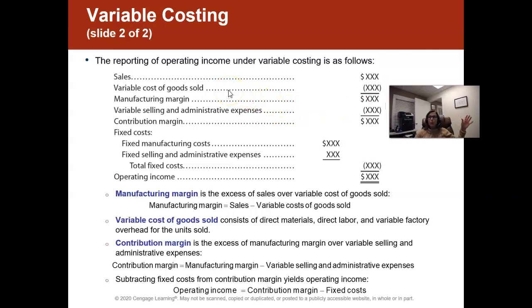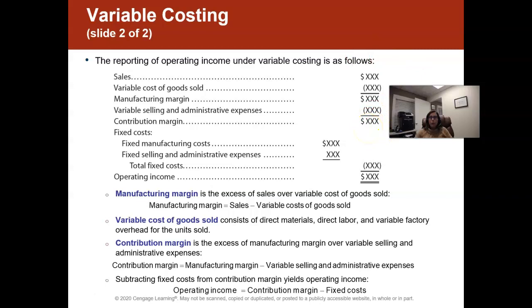So from a variable costing standpoint, our income statement would look closer to the one that's shown here on this slide. We would have our sales, our variable cost of goods sold. This would get us our manufacturing margin. We would then subtract out variable selling and administrative expenses, and that gets you our contribution margin.